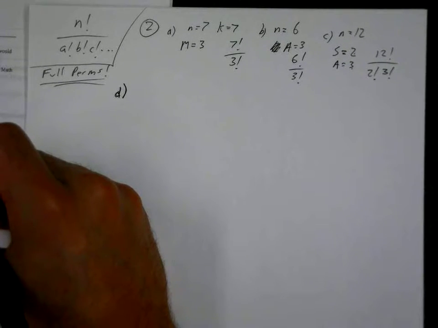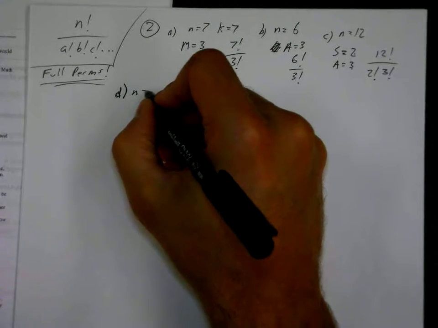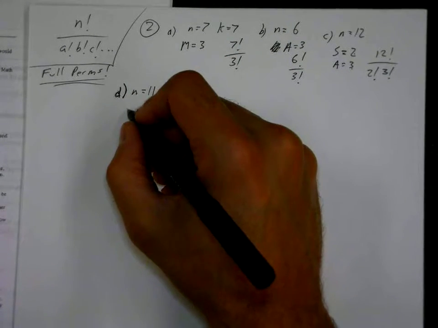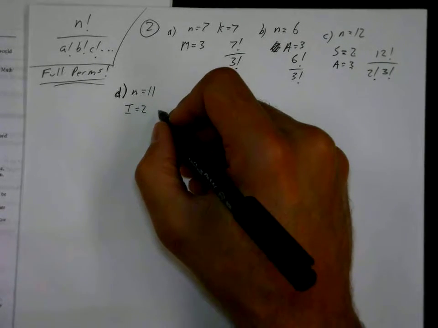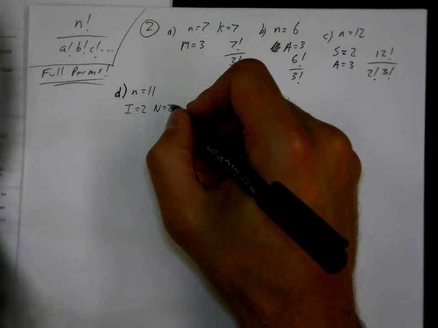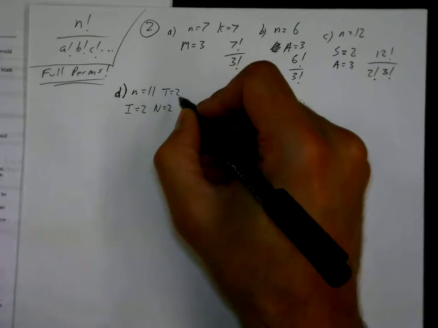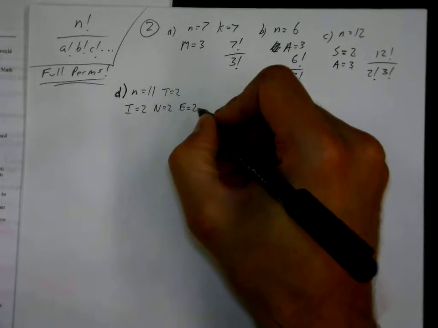Interesting. 1, 2, 3, 4, 5, 6, 7, 8, 9, 10, 11. N is equal to 11. What do we got now? I is equal to 2. N is equal to 2. T is equal to 2. E is equal to 2.